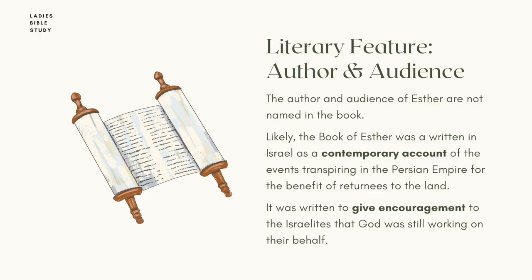Okay, author and audience. They're not named in the book. From what I read, we can take this as a contemporary account, which I think is very cool. One of the podcasts that I listened to, I mentioned it a few times already, was with a professor who spends his whole life studying the Persian Empire. One of the best resources they have on the Persian Empire is the Book of Esther. So likely this book is a contemporary account, which accounts for what happened in the Persian Empire because of Esther.